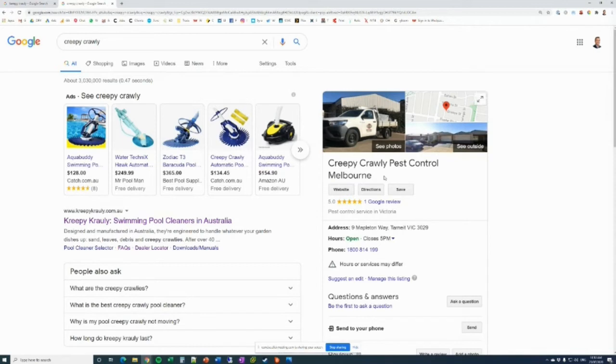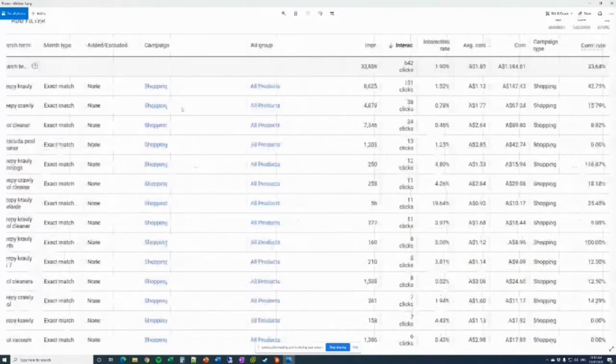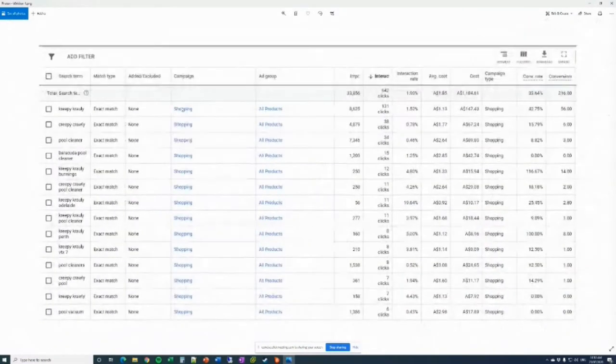So you would then need to look at these search terms and work out whether they actually meant a pool cleaner, or are they looking for the pest control company? That brings me on to something called negative keywords. Negative keywords is you teaching the bot what is wrong in what it thinks that it put up. And that looks something like this.